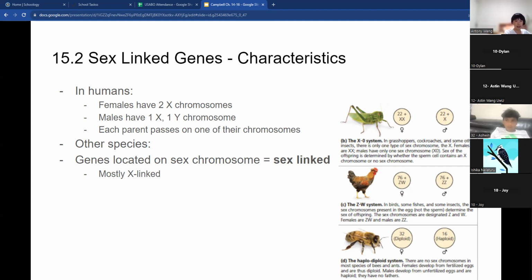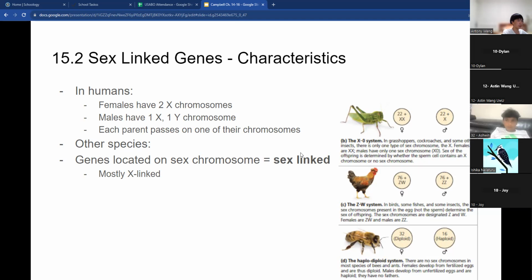This just means it's the XY system. It's like the same thing as us, except the female determines the sex of the offspring. Females have the W chromosome. And the haplodiploid system, honeybees have this, bumblebees. If you're diploid, you're a female. If you're haploid, you're a male. You don't have to remember exactly what these are. Just know that there are other ways of determining sex.